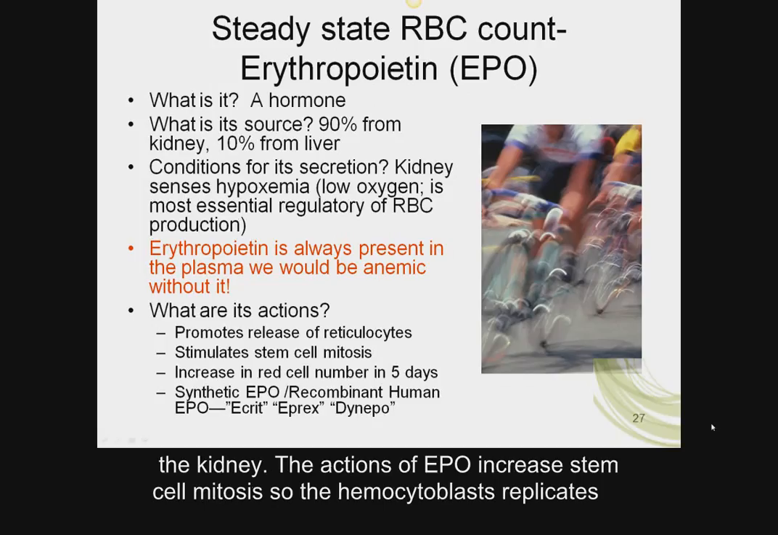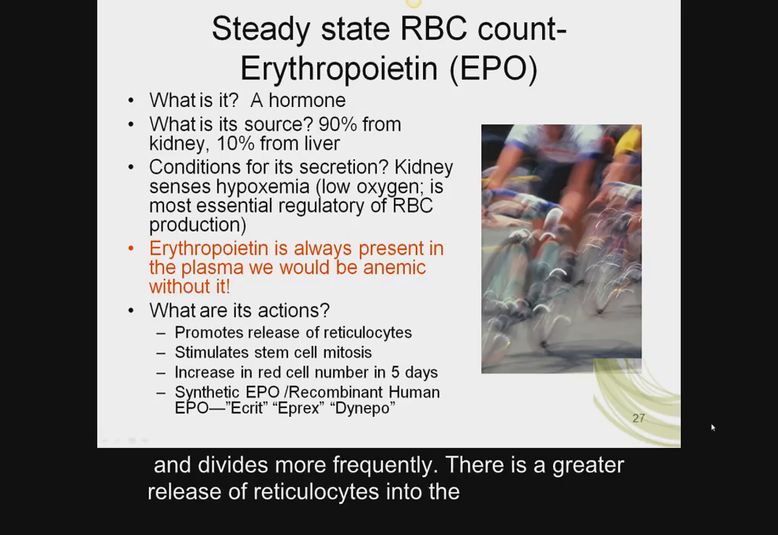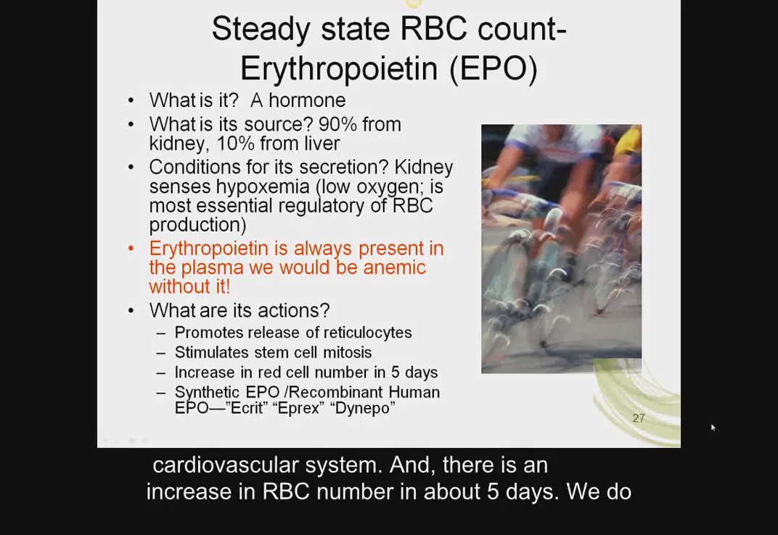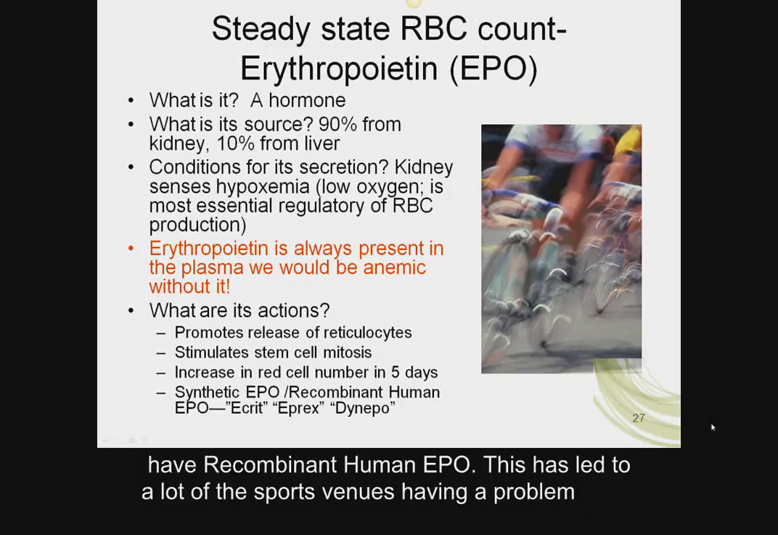The actions of EPO increase stem cell mitosis, so the hemocytoblasts are replicating and dividing more frequently. There is a greater release of reticulocytes into the cardiovascular system as well. And there is an increase in red blood cell number in about 5 days. We do have a recombinant human EPO.